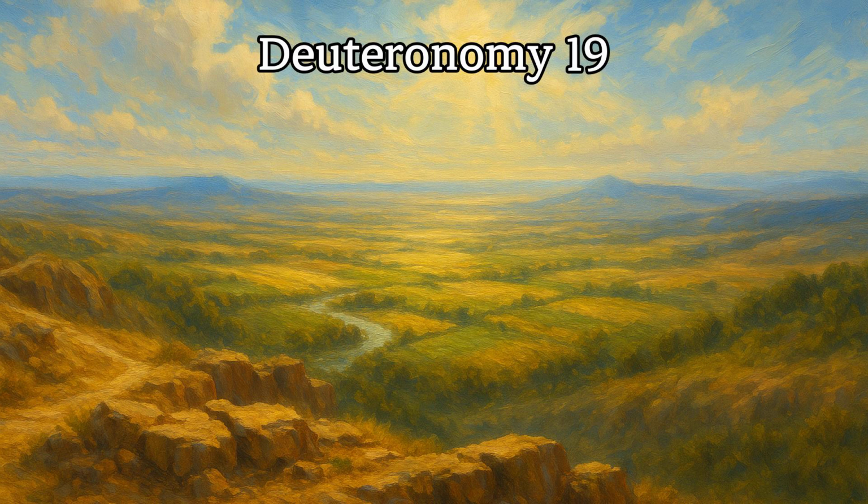Okay, so first off, it mentions setting aside specific cities. What was that about? The text calls them cities of refuge, and their purpose was very, very specific. They were basically safe zones for someone who killed another person unintentionally. Unintentionally? Yeah, completely by accident. The key phrase is, without malice aforethought.